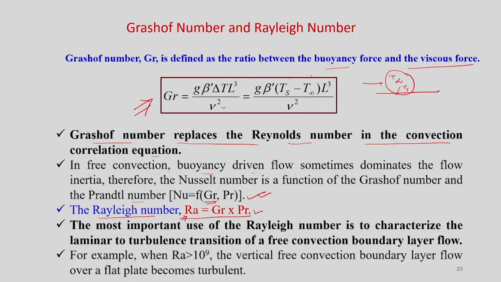The most important use of the Rayleigh number is to characterize the laminar to turbulence transition of a free convection boundary layer flow. For example, when this number is greater than 10 to the power of 9, the vertical free convection boundary layer flow over a flat plate becomes turbulent. Just an example. We will solve one problem to strengthen the understanding of the Nusselt number and heat transfer coefficient calculation in the case of natural convection heat transfer.